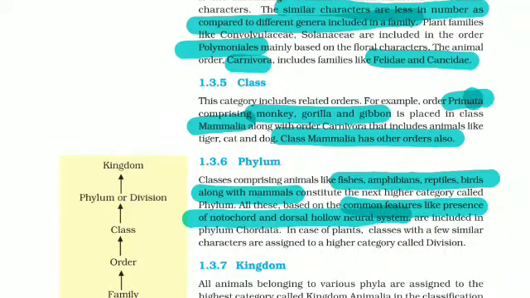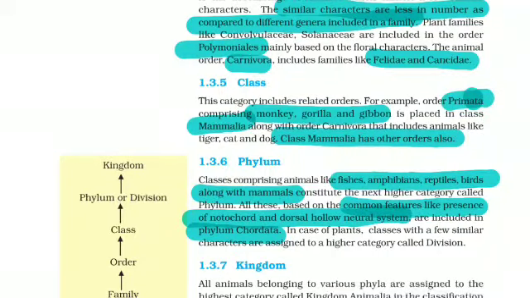So all these classes together can be put under the same phylum called Chordata. I hope you understood. So under Chordata, you have many classes like fishes, amphibians, reptiles, birds, and mammals. So together they are called Chordata.